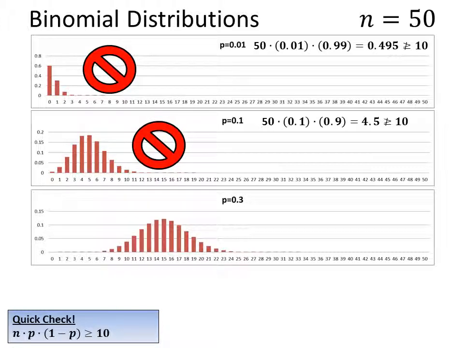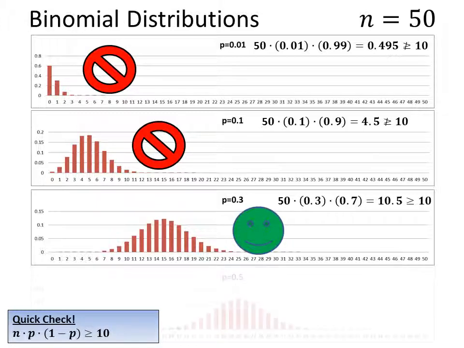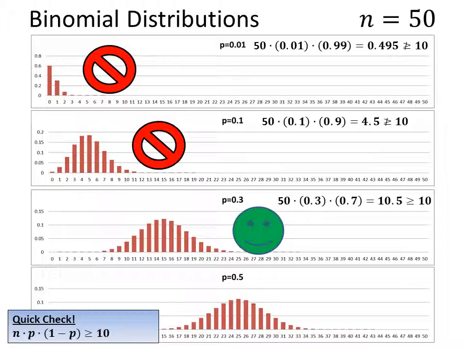Now what if p is equal to 0.3? Here we see that it is a much more even bell shape. It trails off on either end. If we put it to the formula, 50 times 0.3 times 0.7 is 10.5, which is greater than or equal to 10, which says that we should be okay to use the normal distribution. And then finally, if p is equal to 0.5, when we compute this, it's greater than or equal to 10, so we can definitely use the normal distribution here.